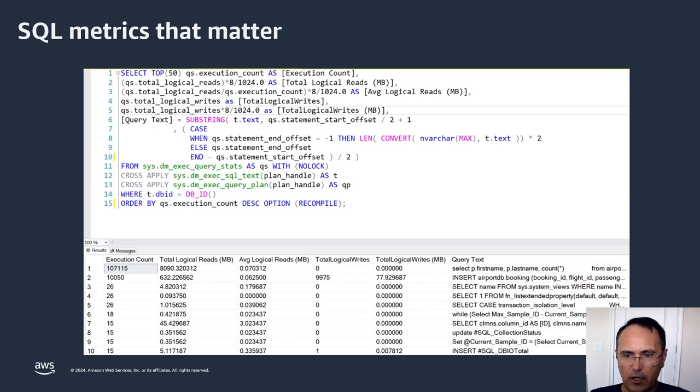So in this case, the top SQL had been executed more than 100,000 times and is doing a lot of reading. So definitely way more reading than writing. So this is a good example. You will have to write a query something similar to this for the other RDBMS engines.